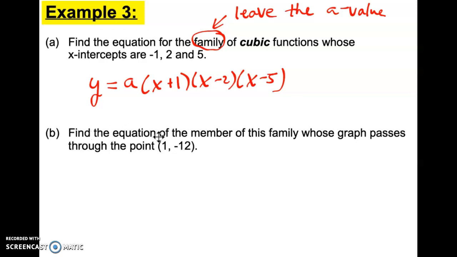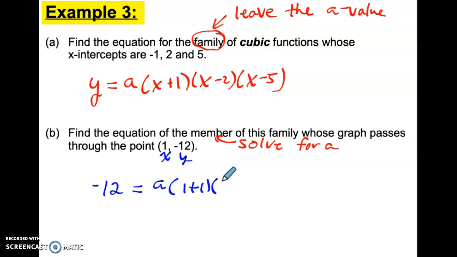Part B is asking us to find the equation of the member of this family whose graph passes through this point. So now we're finding a specific member, so that means solve for a. And they gave us a point, so they gave us the x and y, so we can sub that in to the equation that we have from part A. So I'm going to plug in -12 for y, and I plug in my 1 for x.